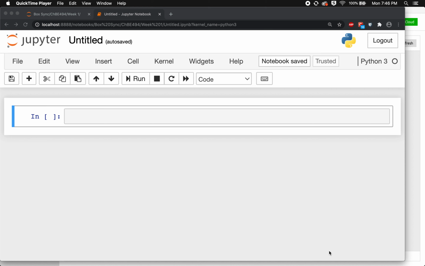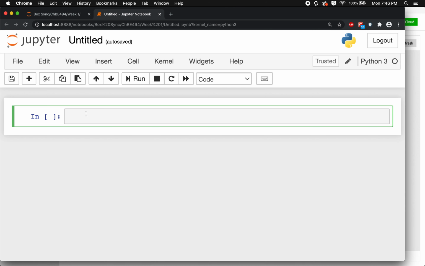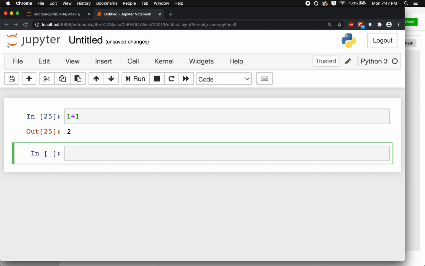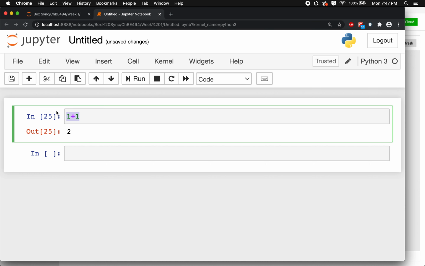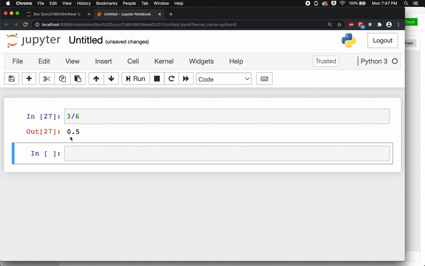It's a nice feature of it. So here I have a brand new notebook opened up, and let me just show you how to do it. If I take a cell and type in a mathematical expression, say 1 plus 1, and type Shift Enter, it's going to give me the answer 2. I can do multiplication, 3 times 6, I'm going to get 18. Or I could do 3 divided by 6, and I'm going to get 0.5.